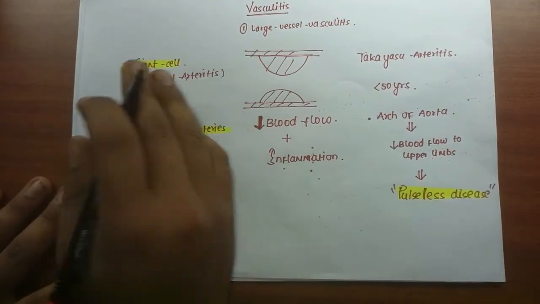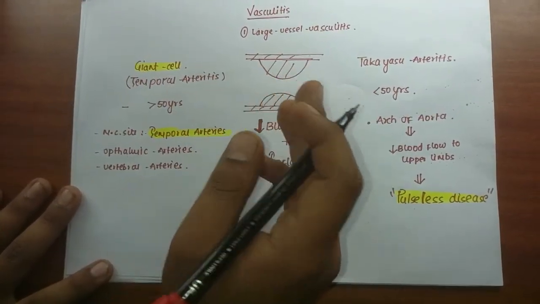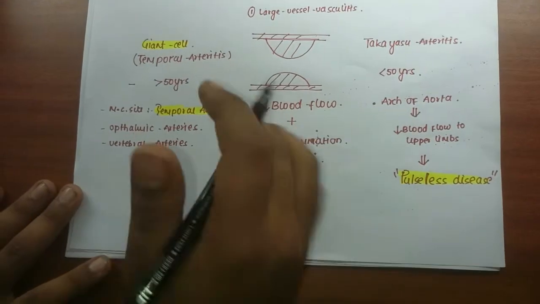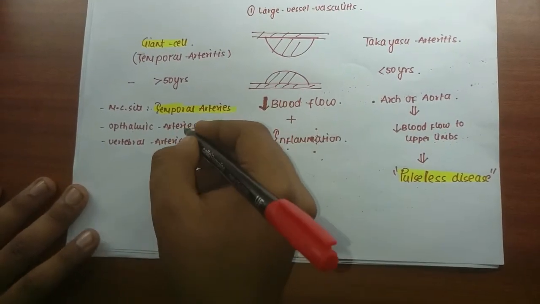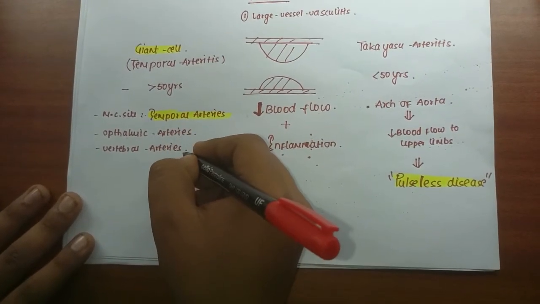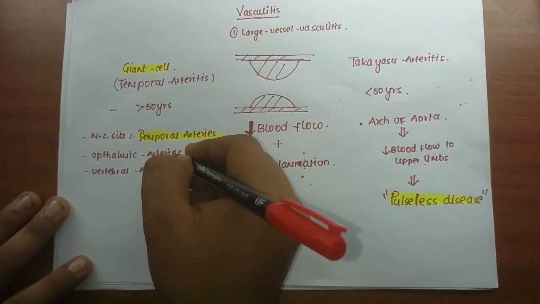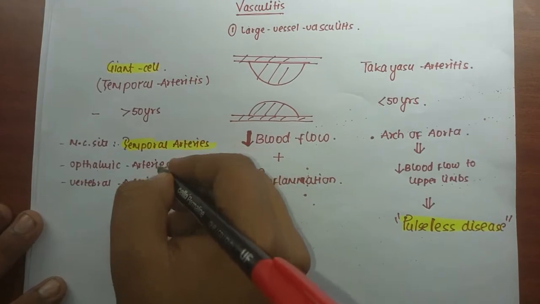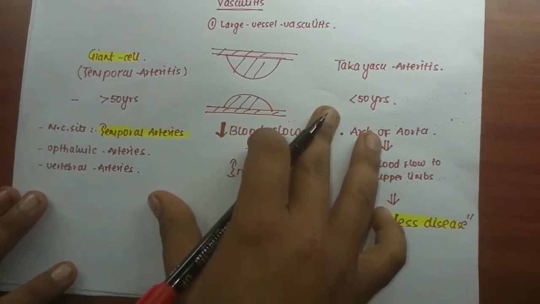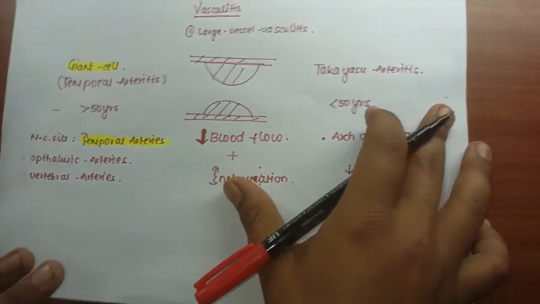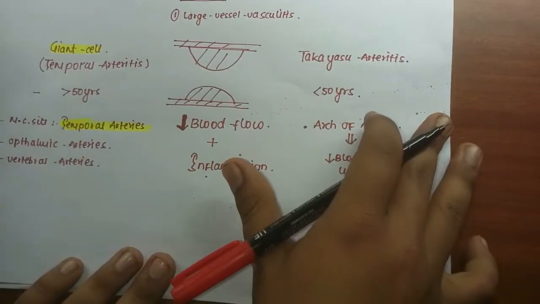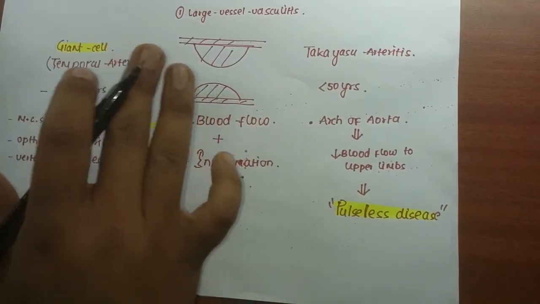Giant cell arteritis is also known as temporal arteritis, because of its predilection for the temporal arteries. It also involves the ophthalmic arteries and the vertebral arteries. Because of the involvement of the temporal and ophthalmic arteries, the pain can be confused with migraine. A similar picture comes with Takayasu arteritis. The main difference between the two is the age group.